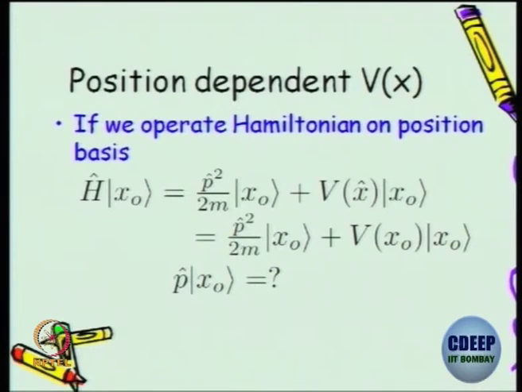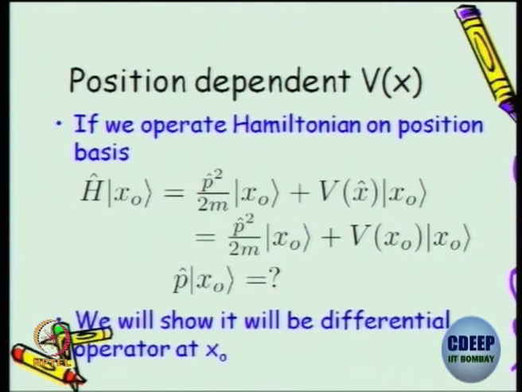There are various ways in which you can proceed. You can insert an identity operator in the momentum space, take the inner product of the momentum with position. All these things we can start doing and figure out how the p operator will be done. So that is what we are going to do now.